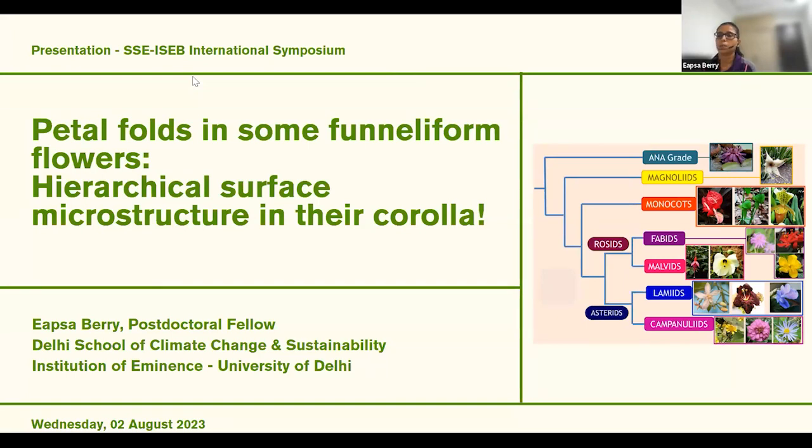Today's discussion would be about folds and petals and their hierarchical surface microstructure formed by wax depositions.